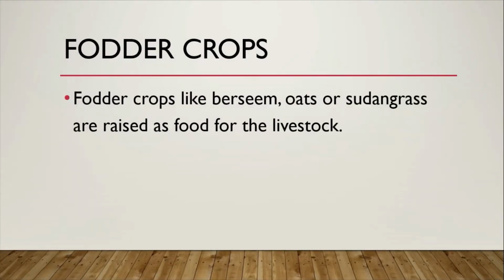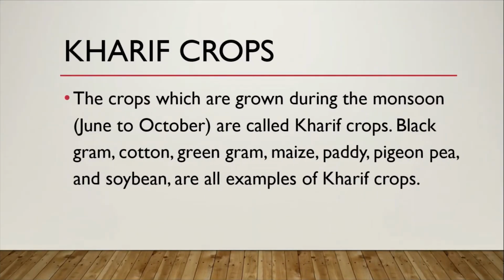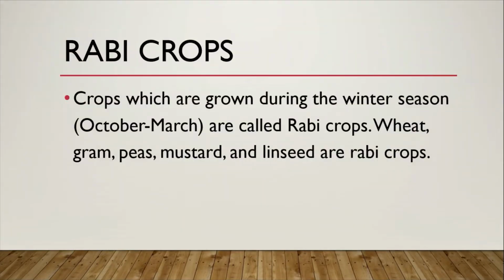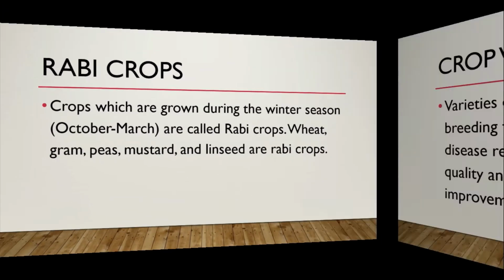Fodder crops. Fodder crops such as barseem, oats, or sudan grass are raised as food for the livestock. Kharif crops are the crops which are grown during the monsoon, that means June to October. Black gram, cotton, green gram, maize, paddy, pigeon pea, and soybean are all examples of kharif crops. Rabi crops are grown during the winter season from October to March. Wheat, gram, peas, mustard, and linseed are rabi crops.